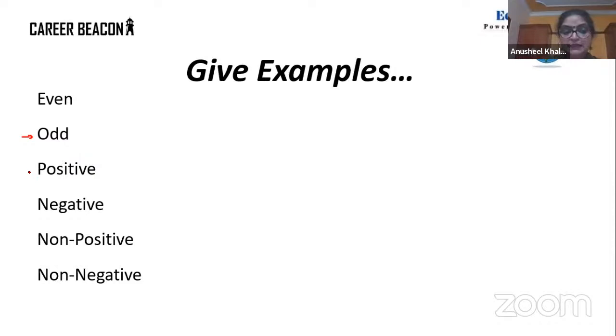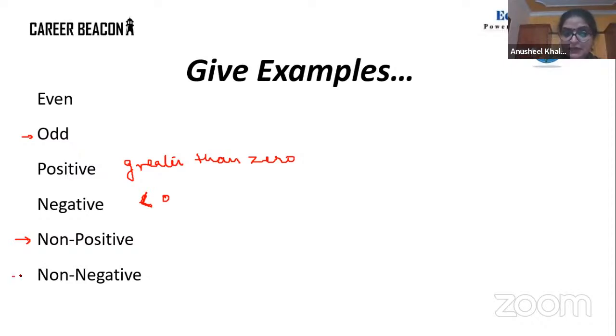So we have been using the terms positive and negative. Positive means greater than 0, and negative means less than 0, right? So how would you define the term non-positive? Non-positive is something which is not positive, right? And if I ask this question to many students, they'll say non-positive numbers are all negative numbers, so that means -1, -2, -3, -4, fine?